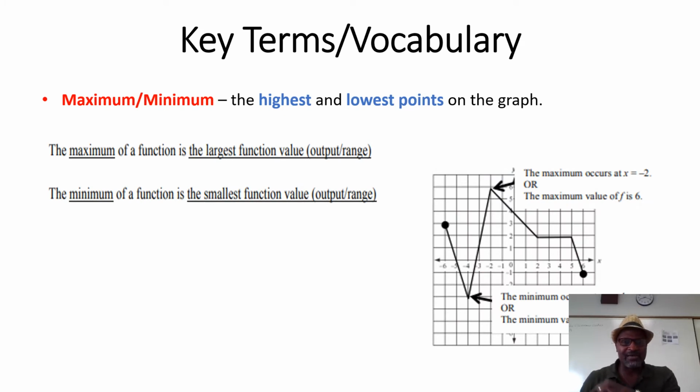So then you also have the maximum and minimum, which are the highest and lowest points of the graph. The maximum of a function is the largest function value, and the minimum of a function is the smallest function value. So basically, you're looking at the y-axis.